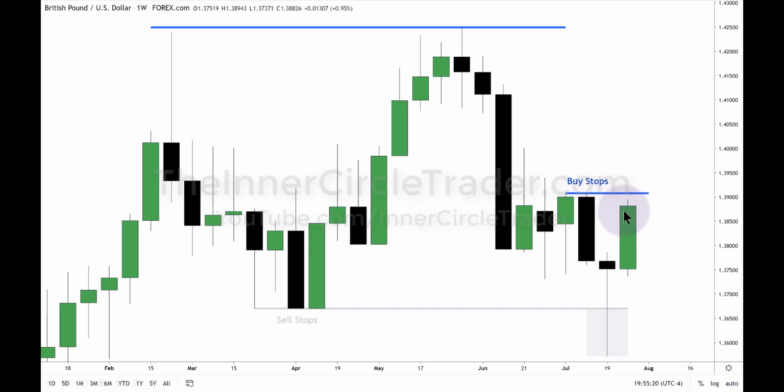So the buy stops here are the near-term draw on liquidity. So institutional order flow for the week should be bullish until we get up into this area. At that moment, we'd have to reassess everything: continuation if it's likely, or reversal if it's likely, or just consolidation. But we don't need to know that right now.